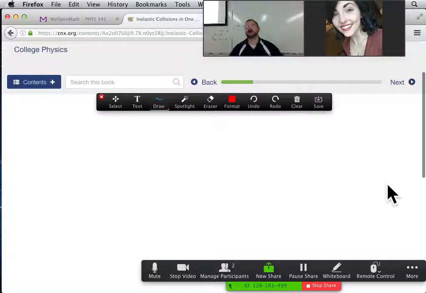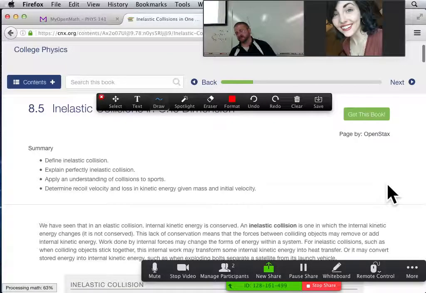Most collisions are partially inelastic. In other words, they're not perfectly elastic, but they're also not perfectly inelastic. Most of them are kind of a mix of the two. But an inelastic collision is one where you either start as one object stuck together, or you end as one object stuck together and moving at the same velocity.